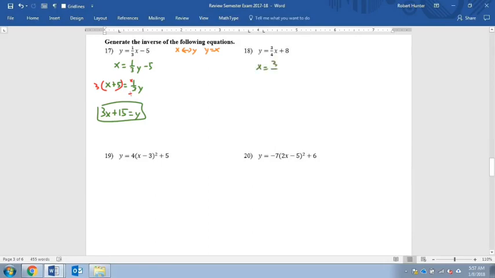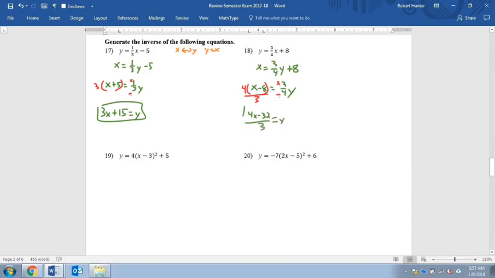x equals 3/4 y plus 8. Subtract the 8. x minus 8 equals 3/4 y. Why did I write that like an x? It needs to be a y. Again, top multiplies, bottom divides. So we're going to multiply by 4 and divide by 3. So that's 4x minus 4 times negative 8, which is negative 32, divided by 3 equals y.